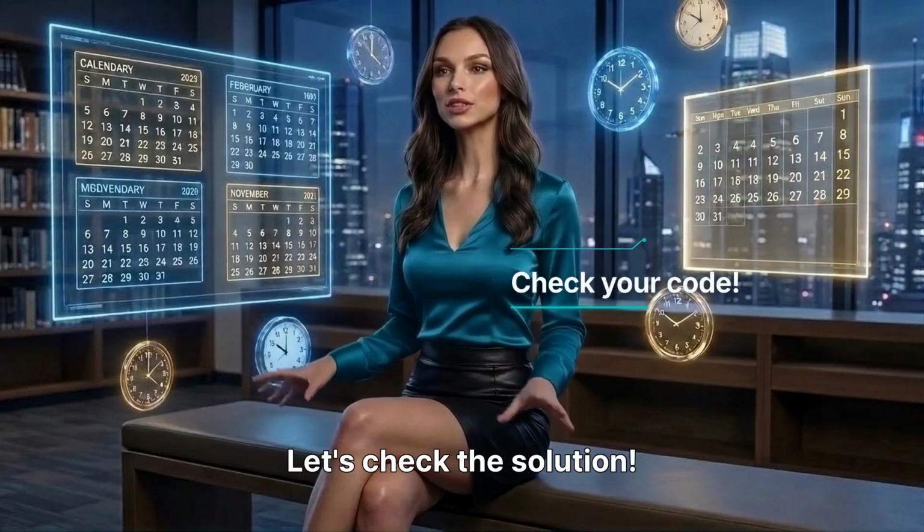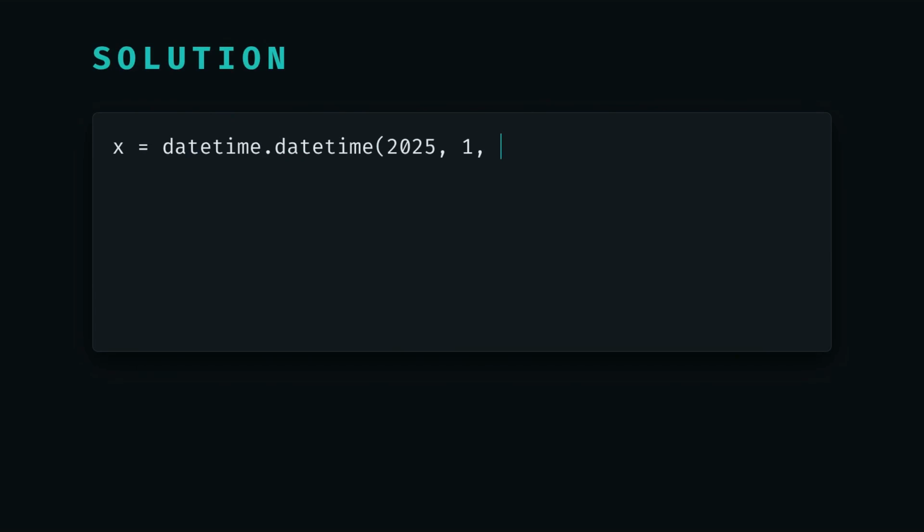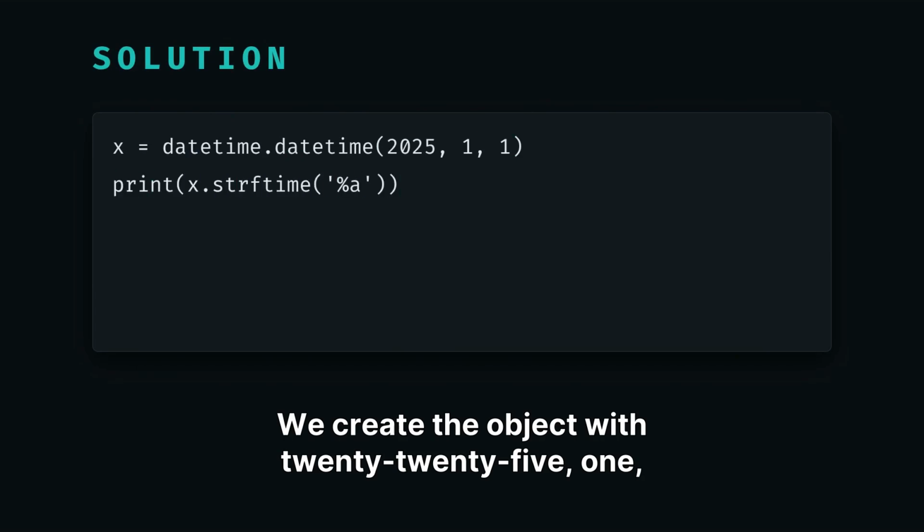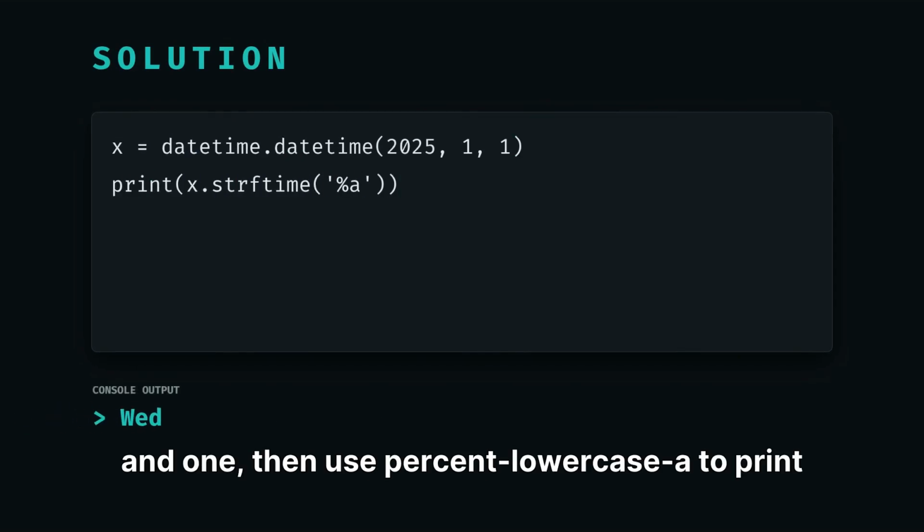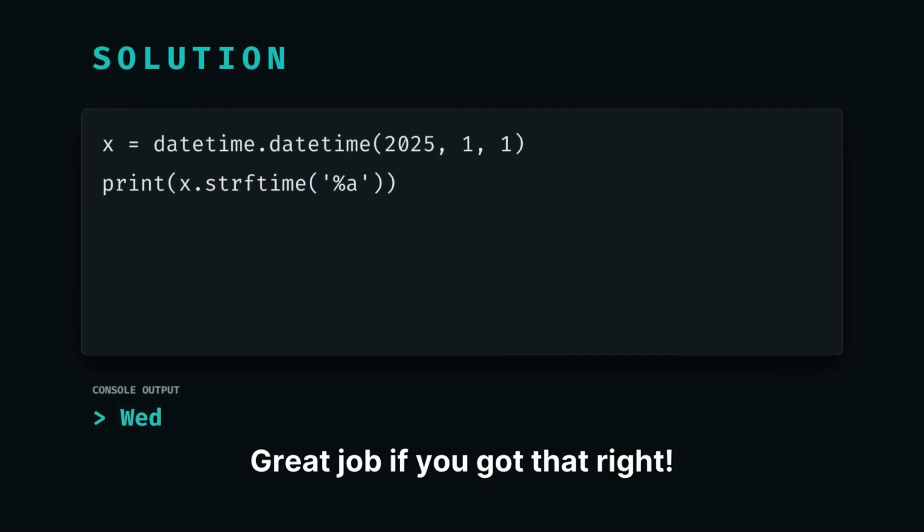Ready? Let's check the solution. Time's up. Here's the solution. We create the object with 2025, 1, and 1, then use %a to print WED for Wednesday. Great job if you got that right.